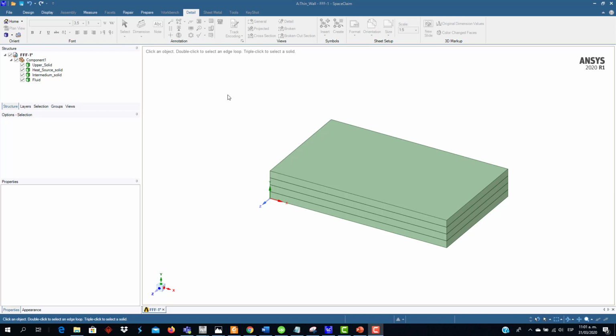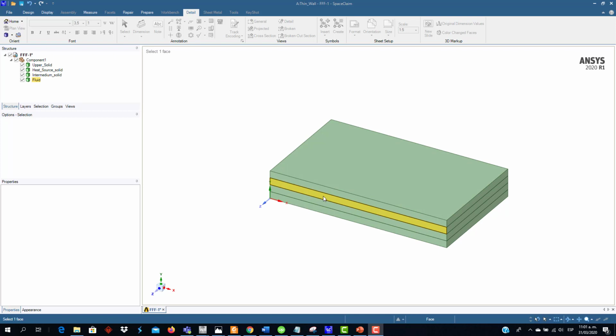This is the geometry that we are going to use in our simulation. This geometry is composed of four solids. The first one is a solid that will be used as heat source, and from this solid is where the heat is going to be transferred to the other solids. This one is an intermediate solid that will receive the energy from the heat source solid and will transfer it through the other solids that compose the geometry.